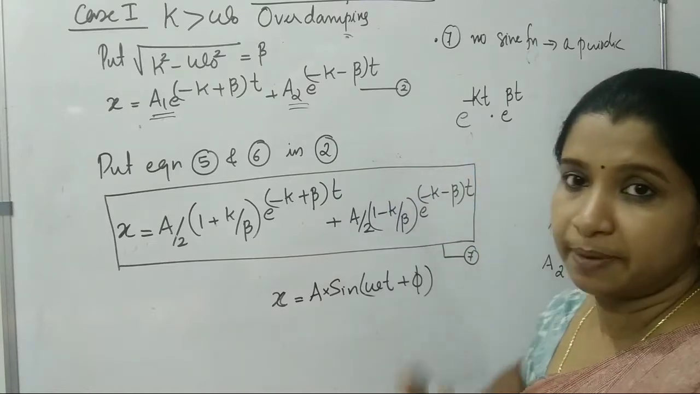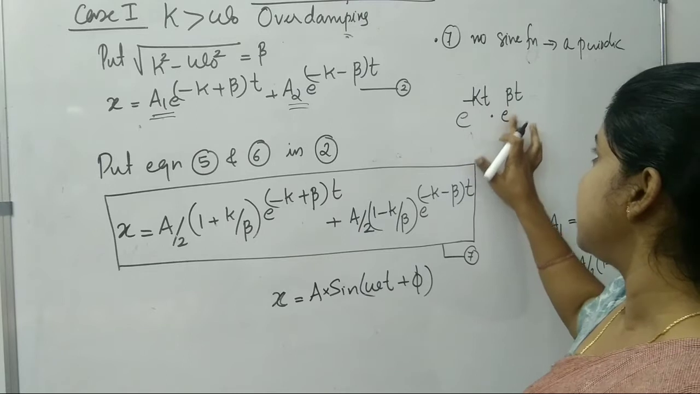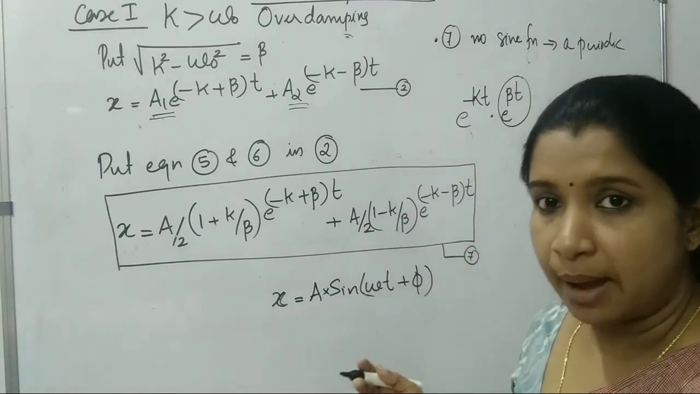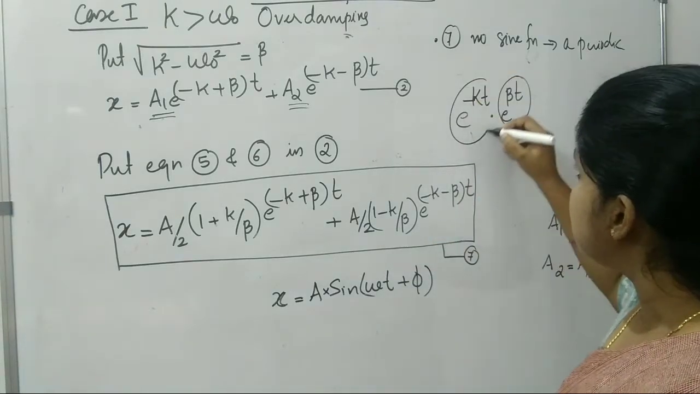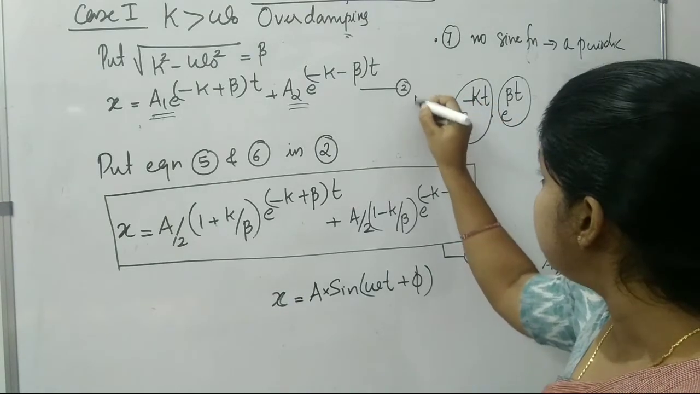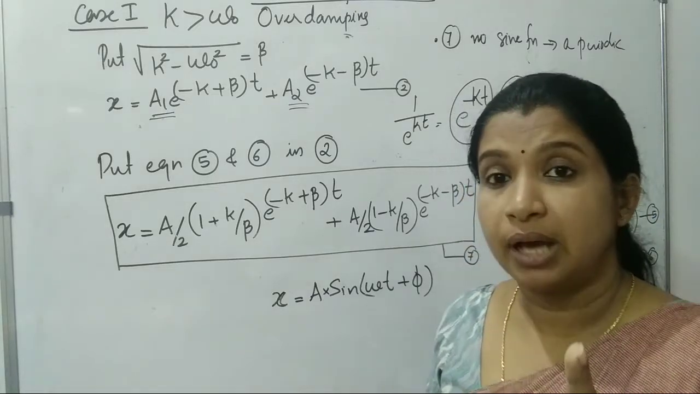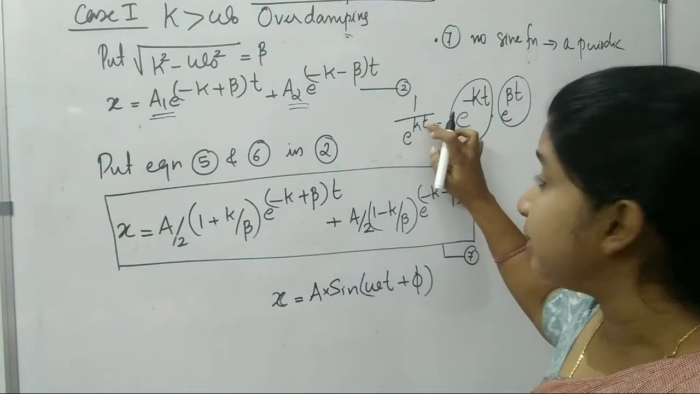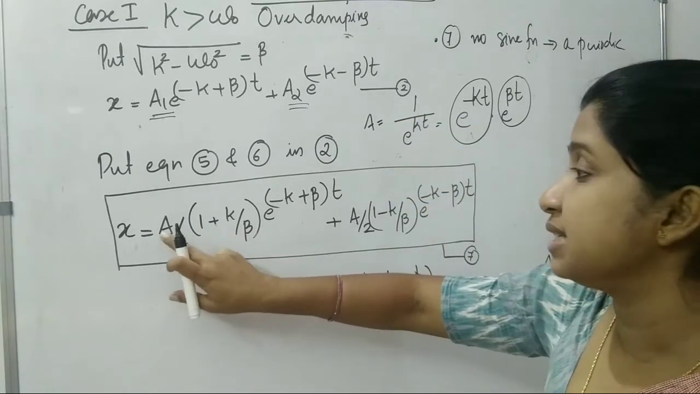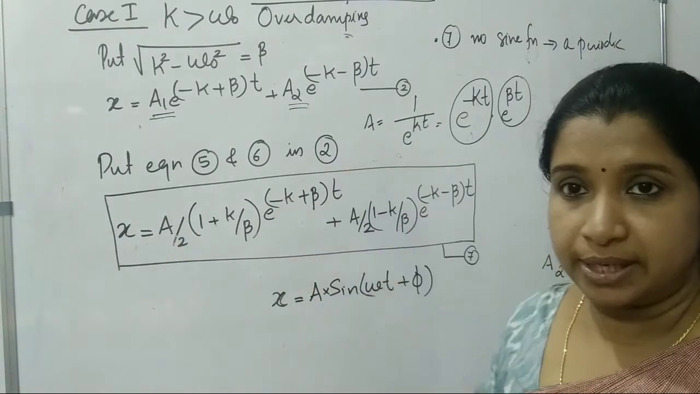We can write two separate terms. e raised to minus kt plus beta t means e raised to minus kt into e raised to beta t. This e raised to beta t term represents damping. Then e raised to minus kt means 1 by e raised to kt. That is, when time increases, what happens? Exponential decrease of the amplitude occurs due to the presence of e raised to minus kt.